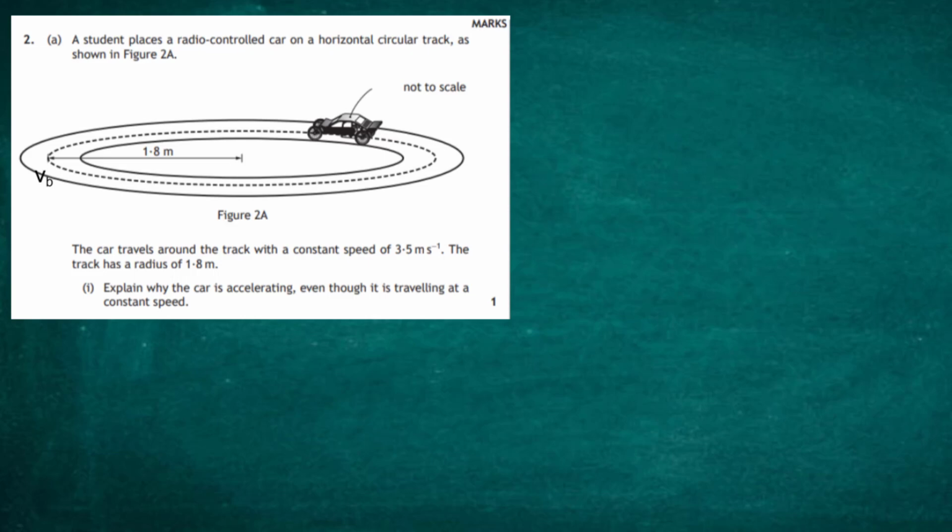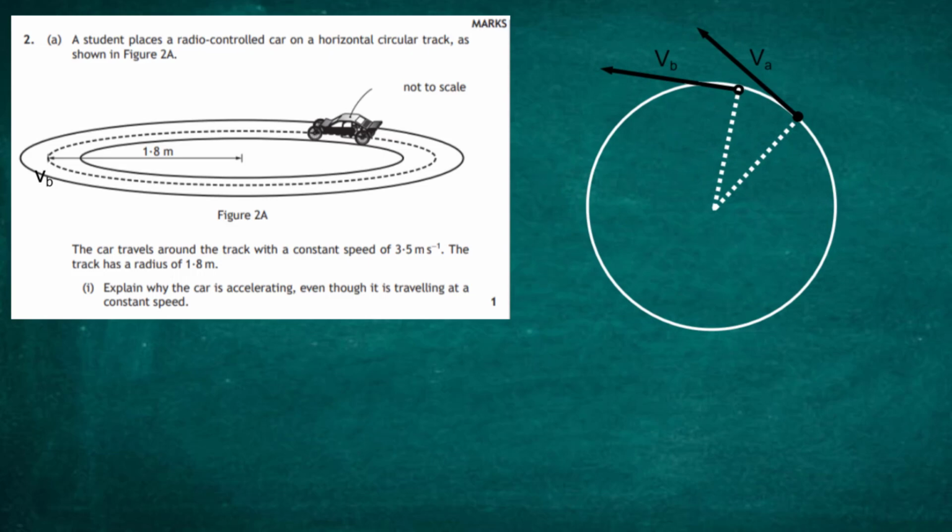And for 1 mark, we're asked to explain why the car is accelerating, even though it is travelling at a constant speed. Here we go then. We take a look at the overhead view of what's happening. This circular white circle represents the track, the dotted lines represent radii of the track, and the black lines represent the velocity vectors of the car at 2 different times very close together. As you can see, the size of these vectors are the same, but the direction of them changes.